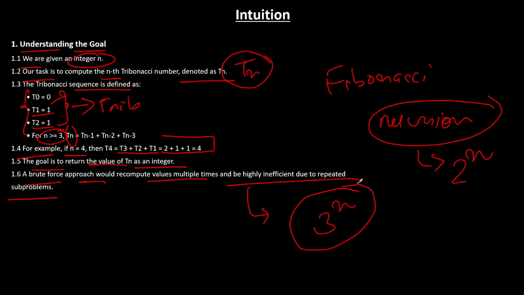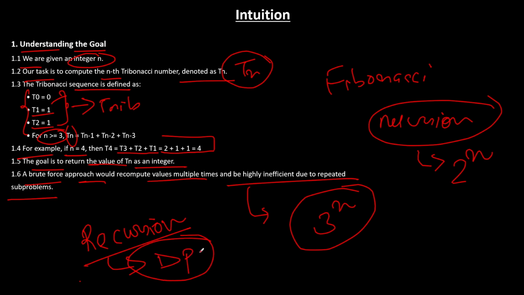So to avoid that, if recursion does not solve the problem, or there is an out of bound or time complexity issue, the thing which comes to our mind is DP, which is dynamic programming. Here you can see we have repeated subproblems, so dynamic programming will definitely help us in that particular situation.